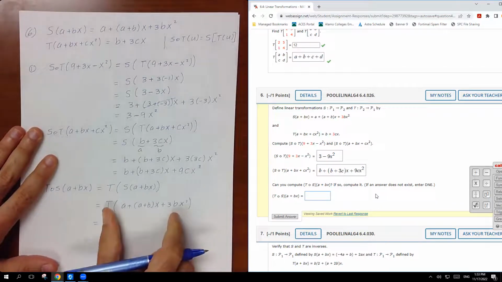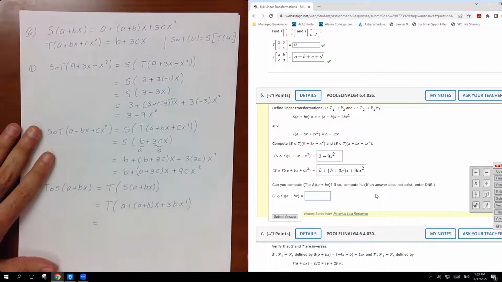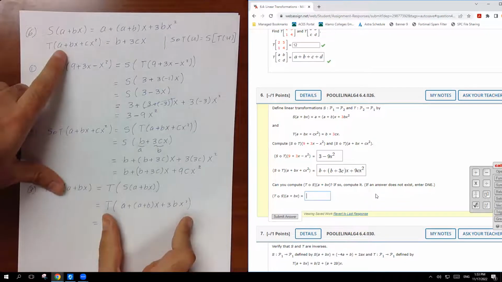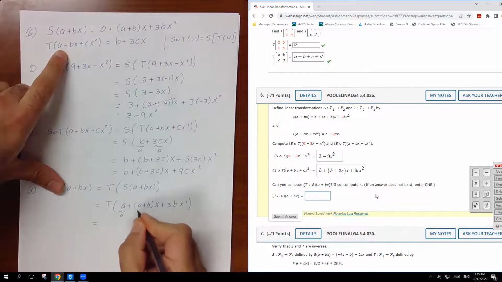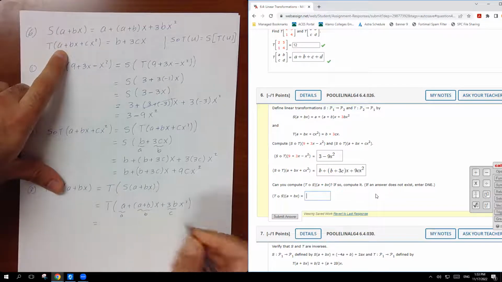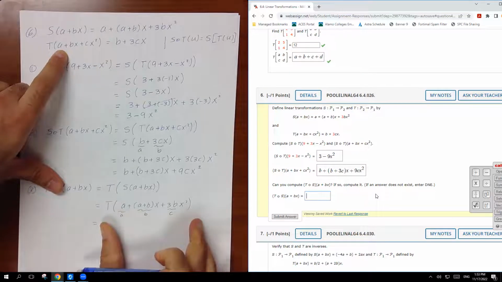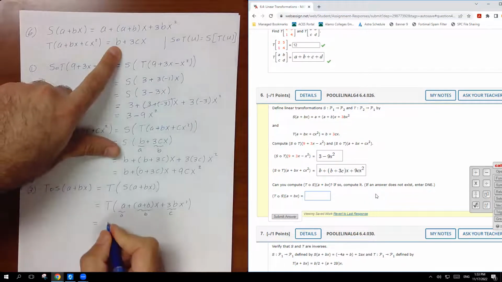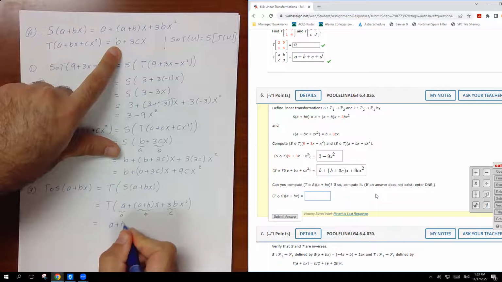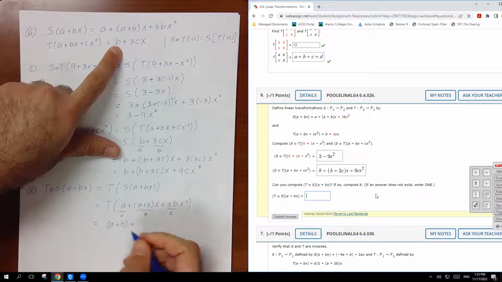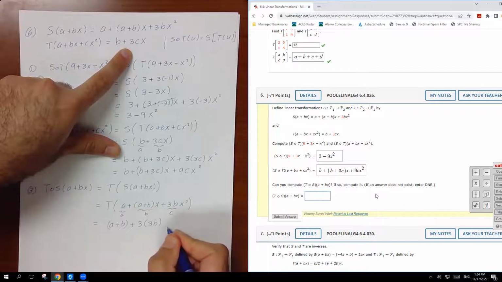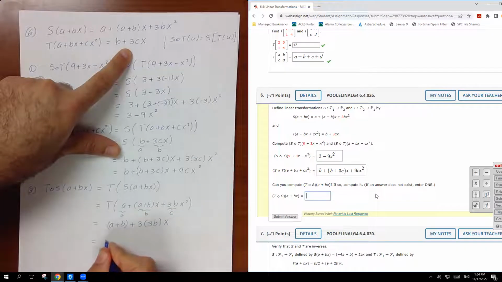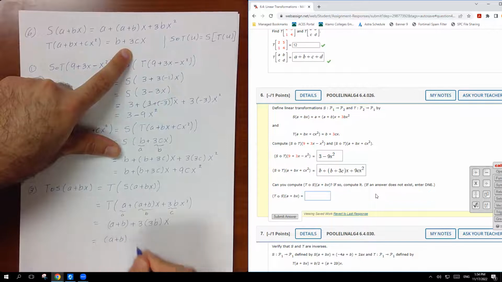Now let's do the transformation for this part. When you do the transformation for this part with the T, this is A, this is B, and here is the C. So we're going to do the same thing. It's going to be A plus B, plus 3, and the C here is 3BX. So it's going to be A plus B plus 9BX.